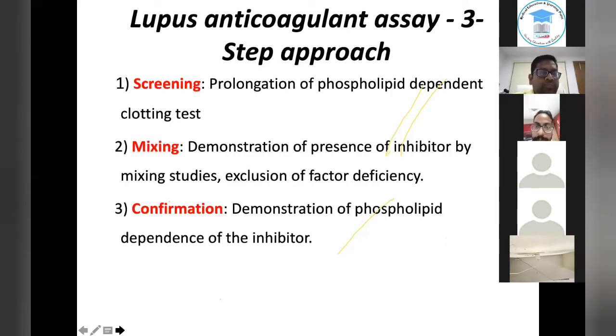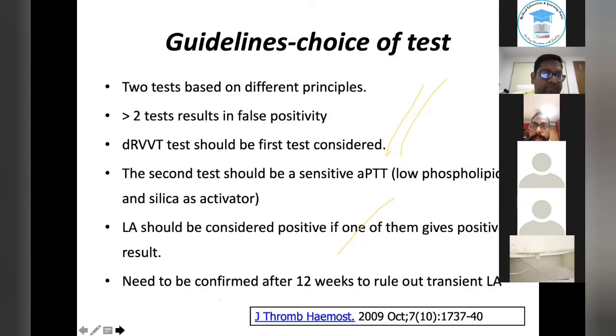Then how do you approach lupus anticoagulant? This is a three-step approach. First is screening, with a low phospholipid reagent, where phospholipid dependency can be shown if a prolonged result is there. Then mixing. Mixing indicates that there is an inhibitor. Then confirm by enriching the reagent with phospholipid, so that you can establish the phospholipid dependence of the inhibitor.